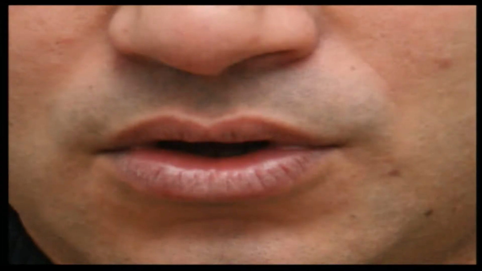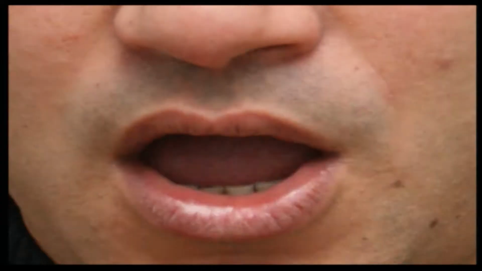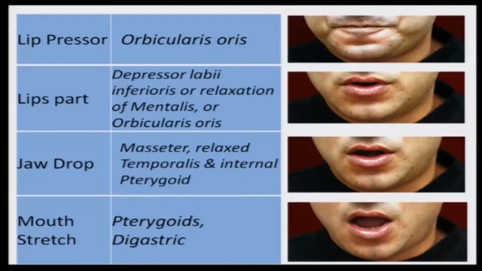Look at the change in the expression now. So, you have the lip presser, the lips part, the jaw drop and the mouth stretch. Again, the intensity of the expression varies because certain muscles have now moved in a slightly different way.